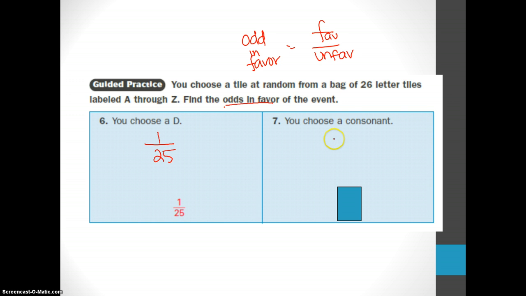You choose a consonant. Well, out of 26 letters, how many are vowels? A, E, I, O, U, and I'm not going to count Y. So subtract 5 from that, and 21 are consonants out of 5 which are unfavorable. Again, this would be your consonants, which are your favorable, and this would be your vowels, which is what you don't want to pick.